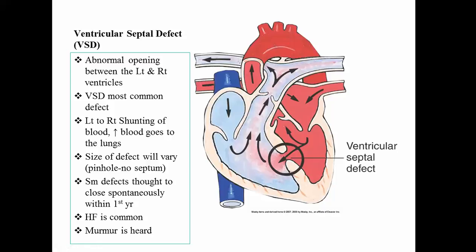Now, because of the high pressure within the left ventricle, and because there's more resistance in the systemic arterial circulation, you're going to have left to right shunting of blood. So with the increased blood flow through the defect and into the pulmonary artery, you're going to have more volume to the lungs. Small defects are thought to close by themselves within the first year of life. So if they're not having symptoms, you're going to wait. Heart failure is common when you have a larger defect, and you're definitely going to hear a murmur.